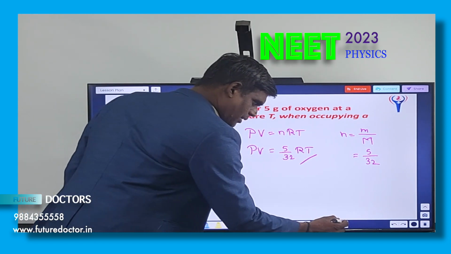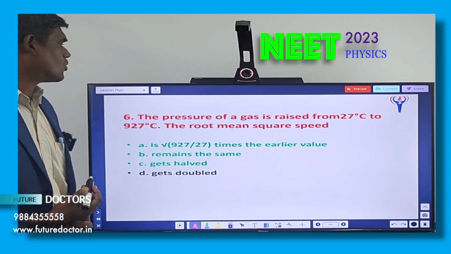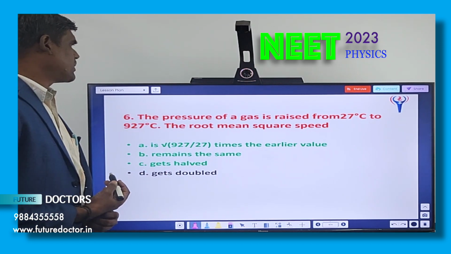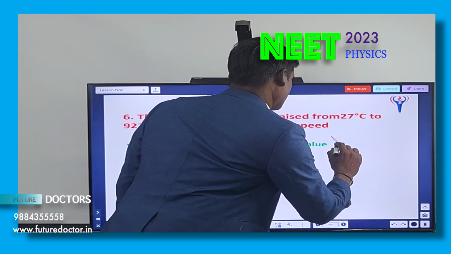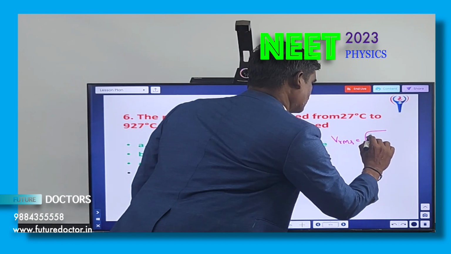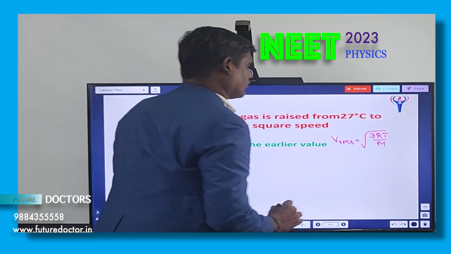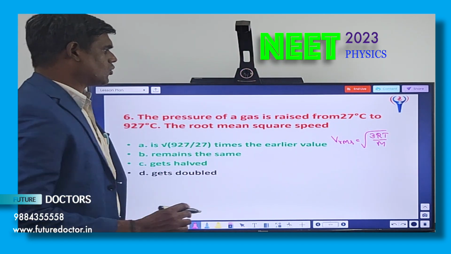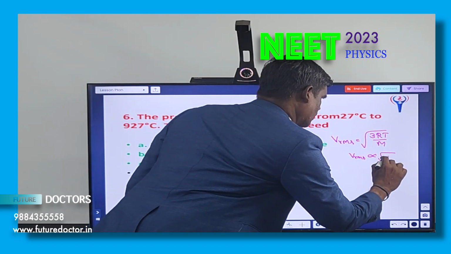Let's move to question number 6. The temperature of a gas is raised from 27 degrees Celsius to 927 degrees Celsius. Root mean square speed is dash. That is Vrms. What is the formula? Vrms equals square root of 3RT by M. So Vrms is proportional to square root of T.